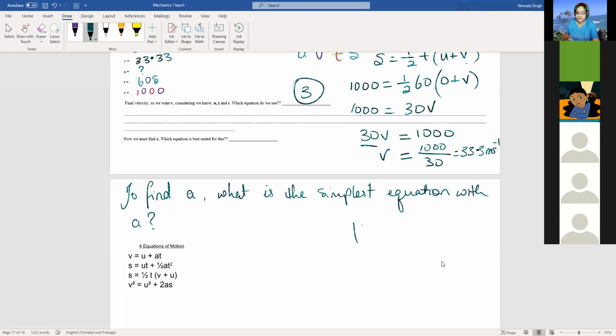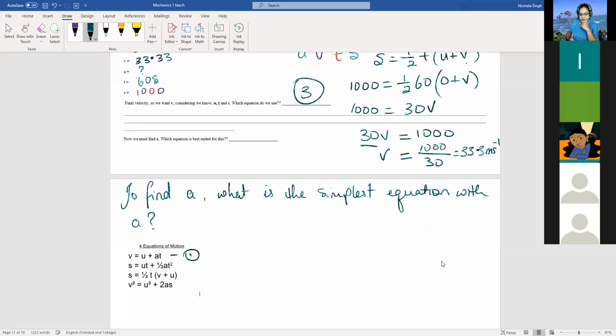The KISS method works in life. You all should know it as the KISS method. Keep it simple, stupid. Because sometimes we do stupid things by trying to make things too complicated. So we're going to keep it simple. Which is the simplest equation out of all of these that has A in it? 1, 2, 3, or 4? Equation 1. All right, so we're going to use equation 1.